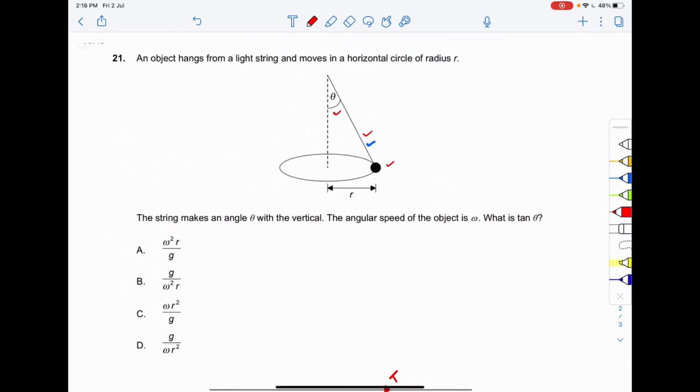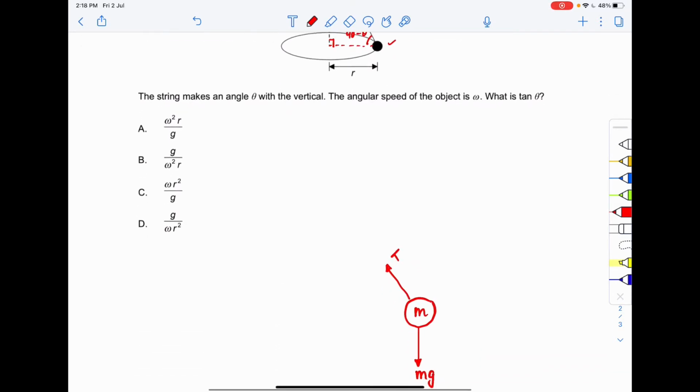Now see that if I just complete the triangle, if this angle is theta, this is 90 degrees, so this angle will be how much? 90 degree minus theta, right? So that means the angle between the tension and the horizontal will be how much? This angle will be 90 degree minus theta.